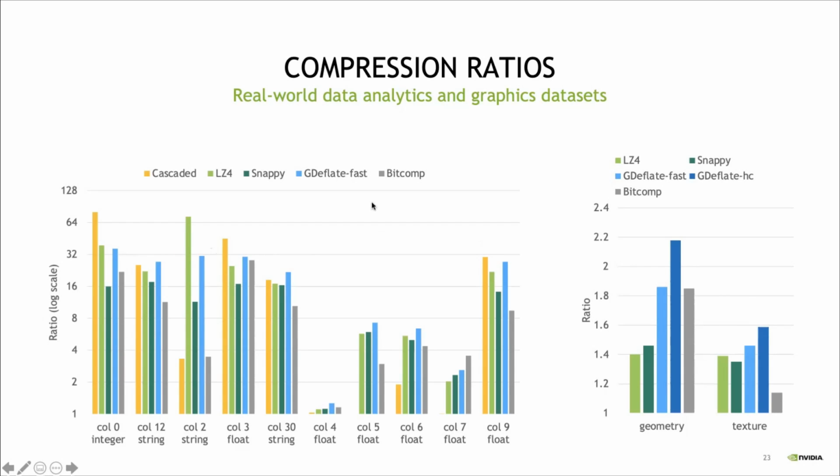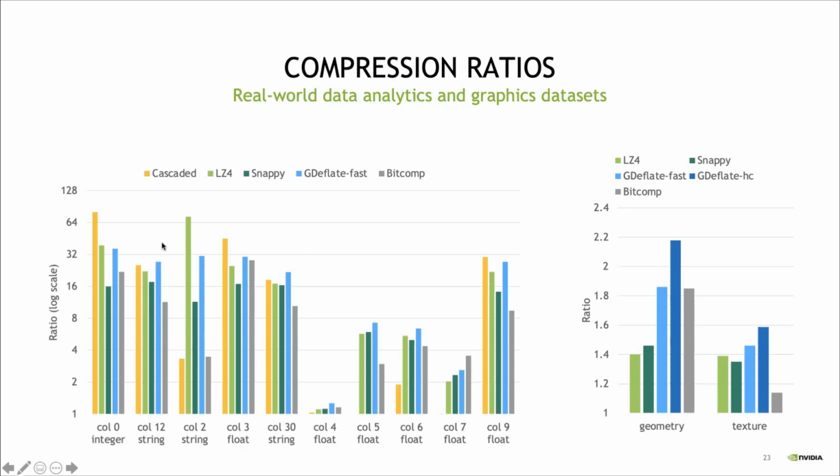To compare different methods, let's look at the left chart first. You can see CASCADED beats everything on something like column 0, column 3, and column 9. So some of the columns really work great with CASCADED, but others, like the string column, work best with LZ4, because LZ4 and SNAPPY are both targeting strings in most cases. They're pretty generic, but they work really well on strings. And then BitComp doesn't have very good compression ratios on average, but in some cases, column 7 for example, this floating point column shows the best ratio with BitComp, though it's not better across all cases.